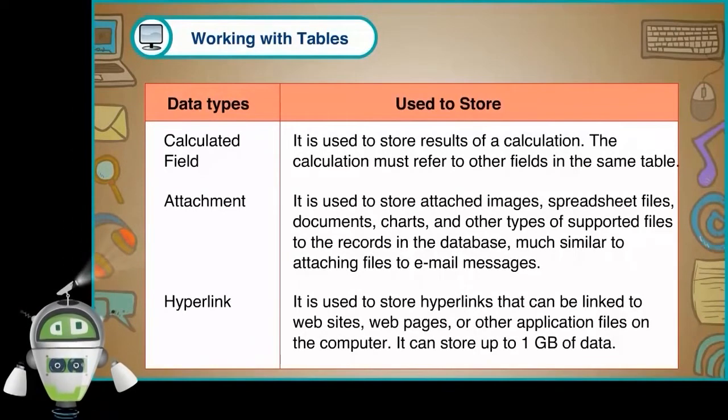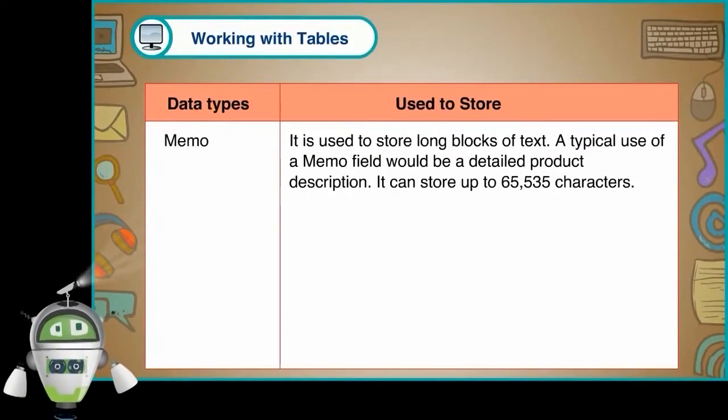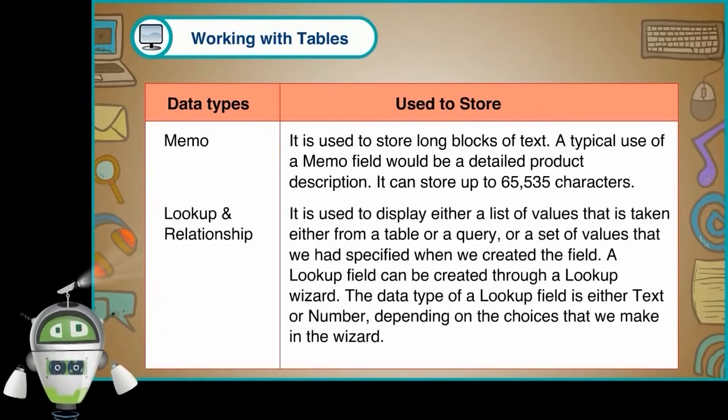Hyperlink. It is used to store hyperlinks that can be linked to websites, web pages, or other application files on the computer. It can store up to 1 GB of data. Memo. It is used to store long blocks of text. A typical use of a memo field would be a detailed product description. It can store up to 65,535 characters. Lookup and Relationship.